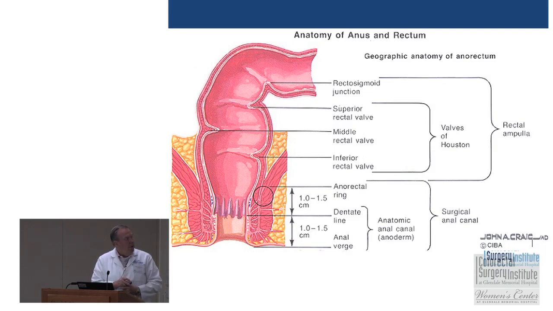We have functionally here two parts from my standpoint. When you think about what allows you to be continent, what allows you to sit in this room for this period of time and not embarrass yourself, there are really functionally two things. One is a storage area, which we call the rectum from an anatomic standpoint, and the other is a plug, or something that keeps stuff inside until you're ready to let it out. Now, we call that a sphincter.